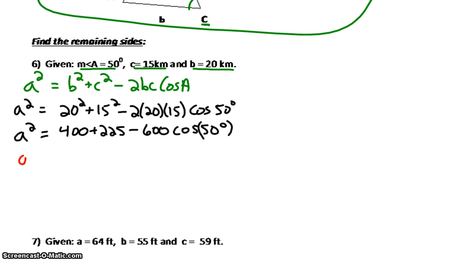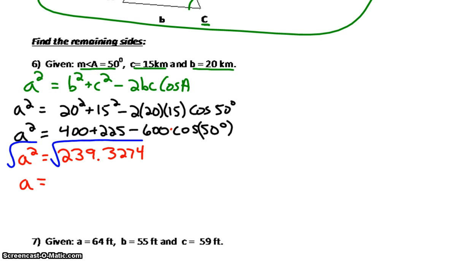So go ahead and type in 400 plus 225, then subtract from it 600 times cosine of 50. And when you do that, you will end up with 239.3274 as a value. Now I need to square root both sides, and I get A, and then when I square root the other side here, the right side, I end up with the following value of 15.47. Now I'm working with kilometers, so I have my third side in kilometers.